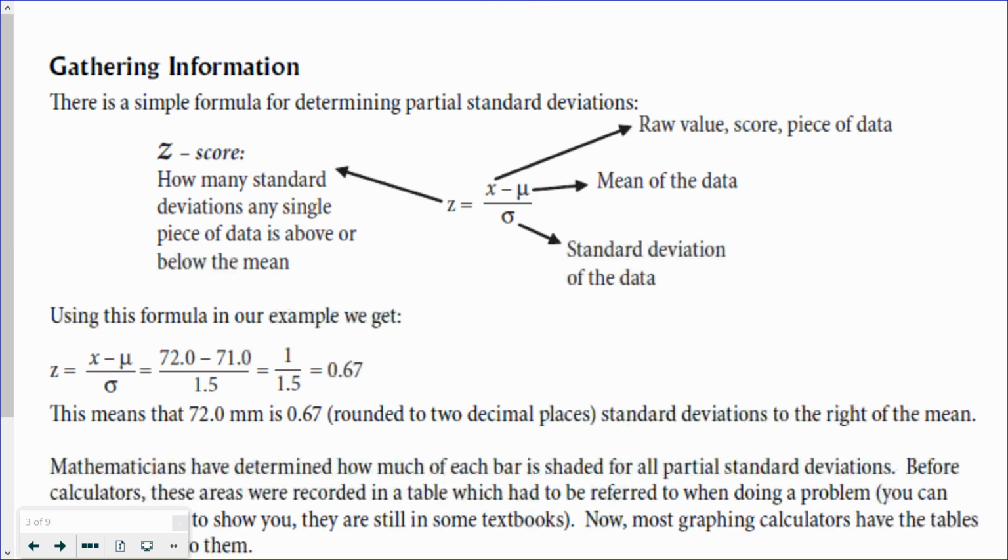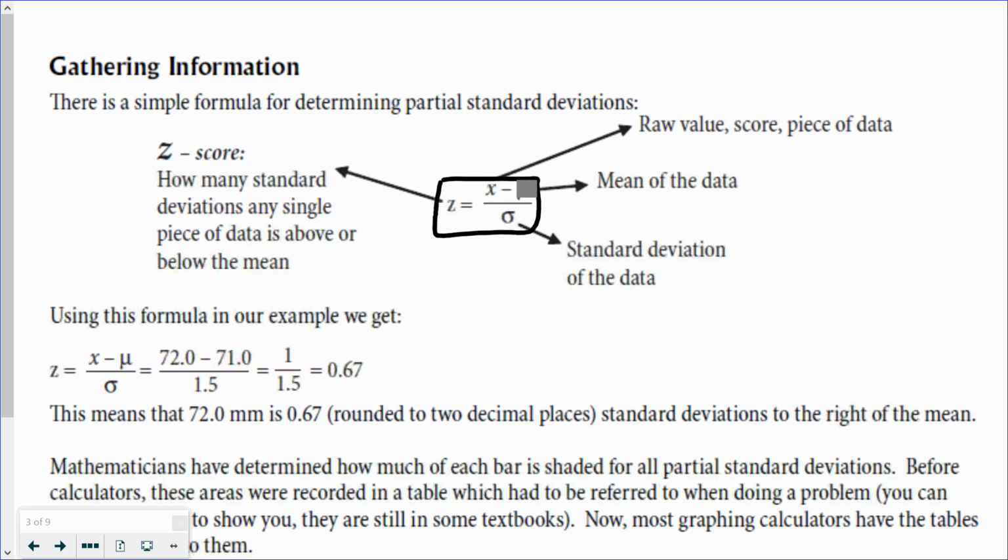So there is a simple formula for determining partial standard deviations. And so this gives us something called the Z-score, or the Z-score if you are American. I'll probably call it both because I can't decide. So the Z-score tells us how many standard deviations any single piece of data is above or below the mean. And so the formula, which you'll see if you look on that chart that's on the back page of your notes package, this formula actually is there. So the formula that I just put a box around is on the chart, but it doesn't define any of those pieces of information.